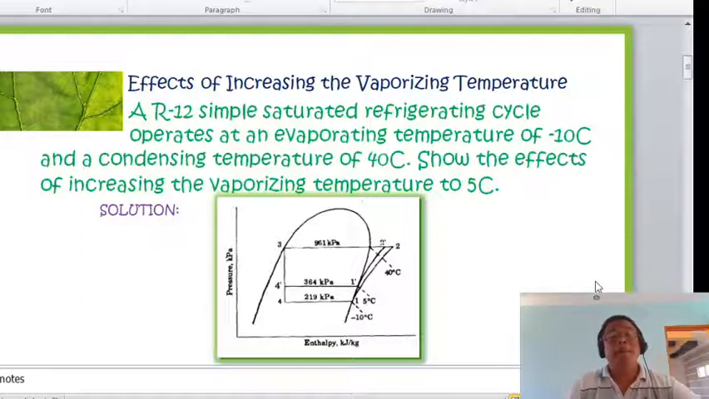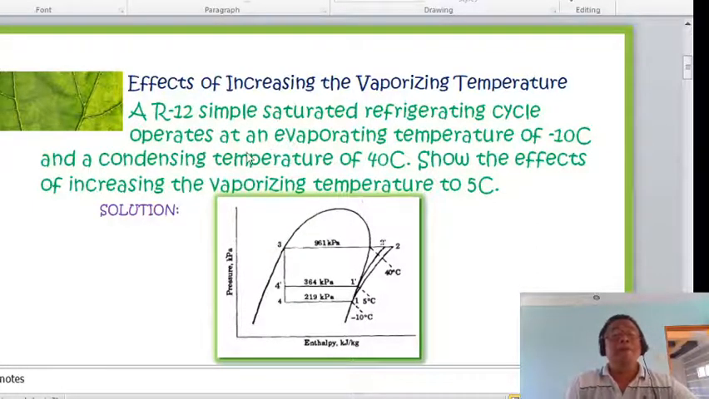Meaning we will increase from a lower temperature to a higher temperature one. So let us consider this problem, class. R12. Take note, class, R12 is already phased out. This is a refrigerant used by the refrigerator. But anyway, in order to show the principle used in refrigeration system, we can use any of the refrigerants.